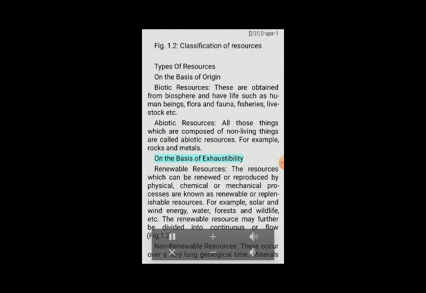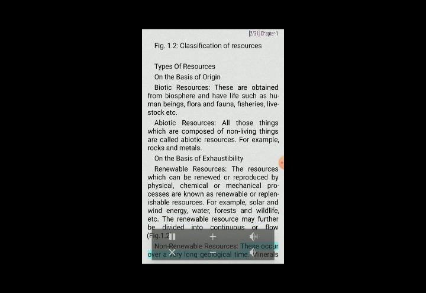On the basis of exhaustibility. Renewable resources. The resources which can be renewed or reproduced by physical, chemical, or mechanical processes are known as renewable or replenishable resources. For example, solar and wind energy, water, forests and wildlife, etc. The renewable resource may further be divided into continuous or flow. Fig. 1.2.